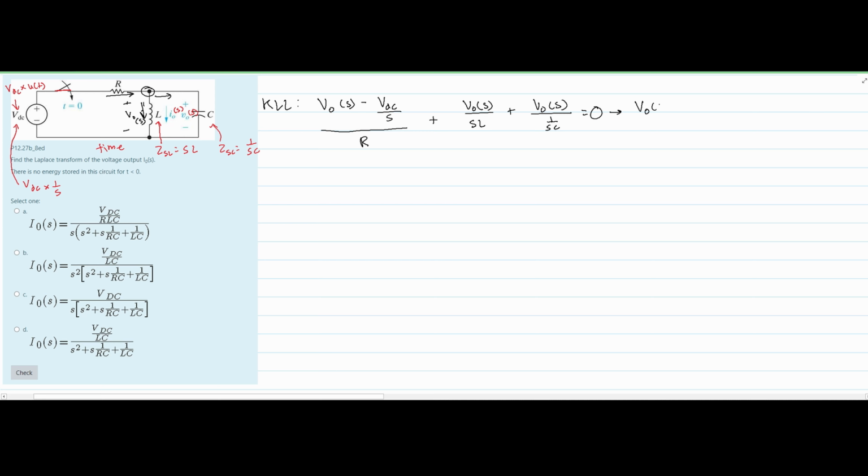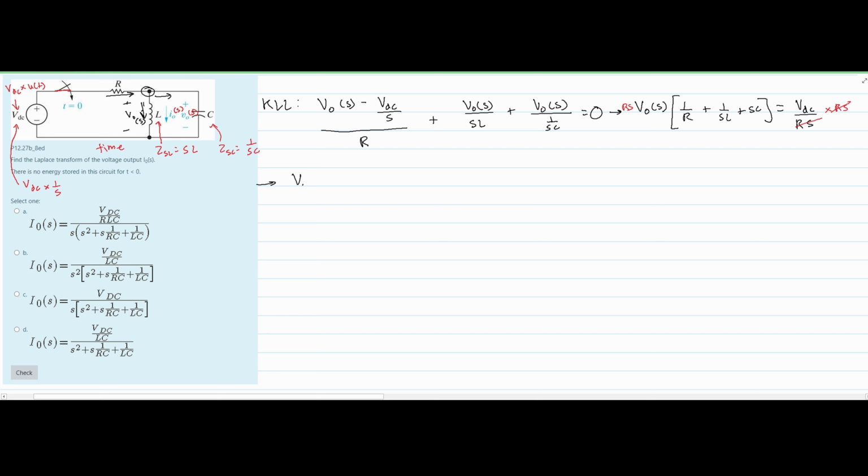So we have our V naught of S, and this is factored out. Instead of here, we're going to have 1 over R. We are going to have a plus 1 over S of L plus S of C. And this is all going to be equal to the VDC divided by our R of S. Now, to simplify this, we're going to multiply both sides by our R of S. So we multiply it there, and we're going to multiply it in here.